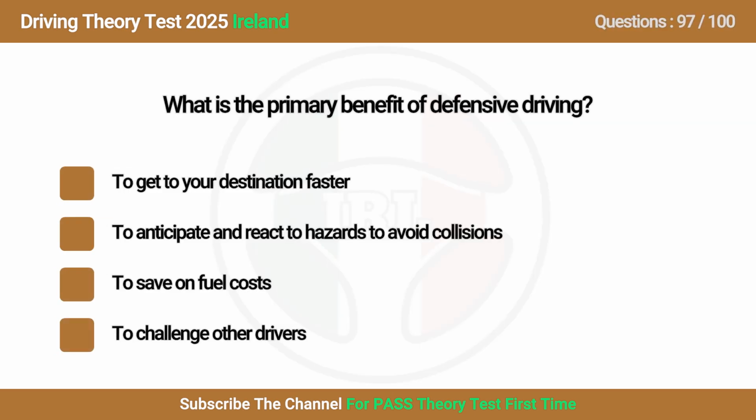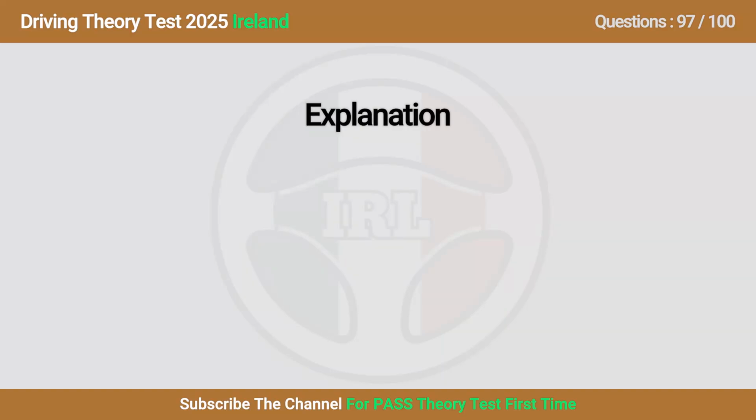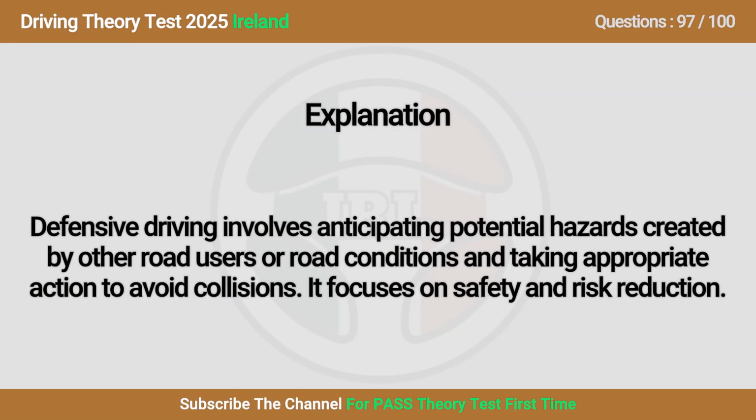Question 97. What is the primary benefit of defensive driving? A. To get to your destination faster. B. To anticipate and react to hazards to avoid collisions. C. To save on fuel costs. D. To challenge other drivers. Answer is B. To anticipate and react to hazards to avoid collisions. Defensive driving involves anticipating potential hazards by other road users or road conditions and taking appropriate action to avoid collisions. It focuses on safety and risk reduction.